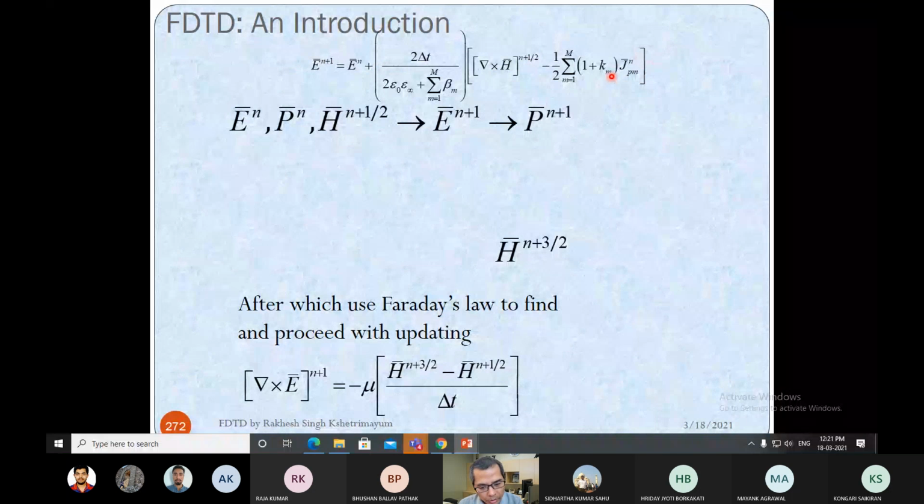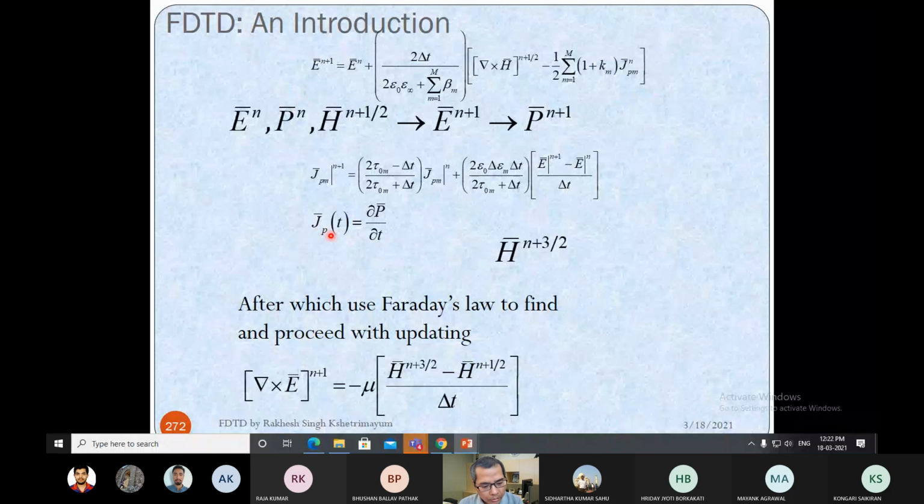You take the derivative of P^n, you get J_pm. How do you get it? So J_p is equal to ∂P/∂t. So from here you can do the update equation. J_pm, you can do the update equation from here. We have already discussed all of them before. So I can find out E^(n+1).